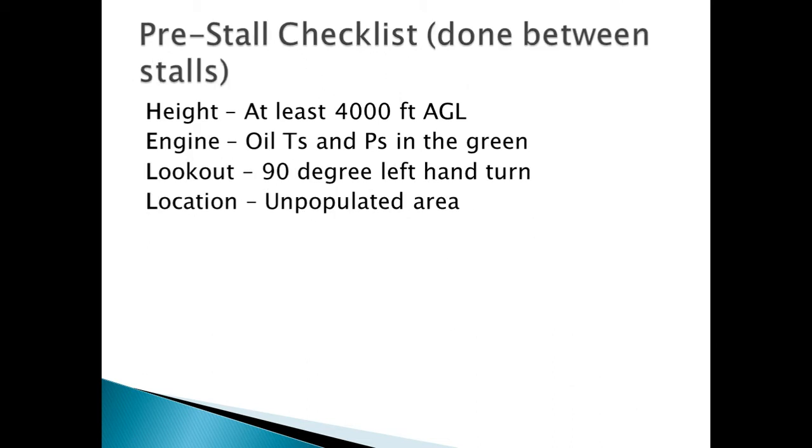And if you are doing multiple stalls in one lesson, you would do one more pre-stall check before every stall. However, after the first pre-stall check, the subsequent pre-stall checks can be abbreviated to HELL. So you have to check the height to be at least 4,000 feet AGL, engine, oil temperatures and pressures in the green, lookout and do a 90-degree left-hand turn instead. And once again, location should be over an unpopulated area.